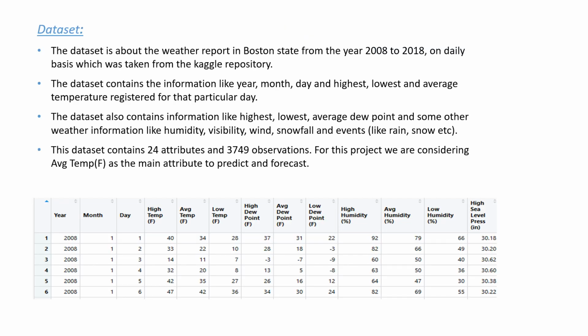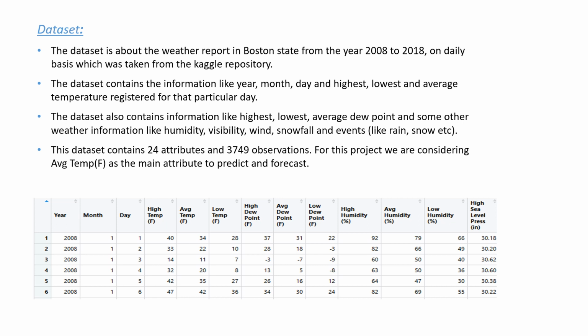In this project, we are using the dataset, which was collected from the Kaggle website. This dataset is about the weather in Boston. The main aim of this project is to predict the weather over the next 5 years with the data collected. It is a dataset of 24 attributes along with 3,749 observations.